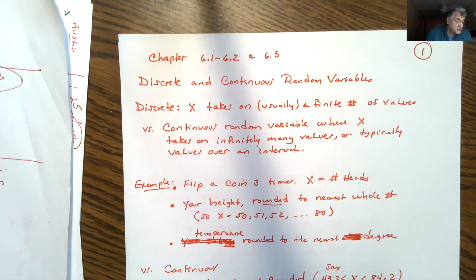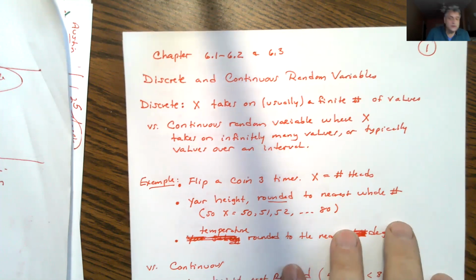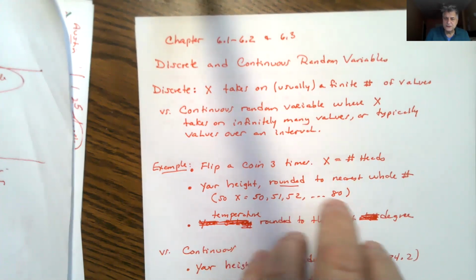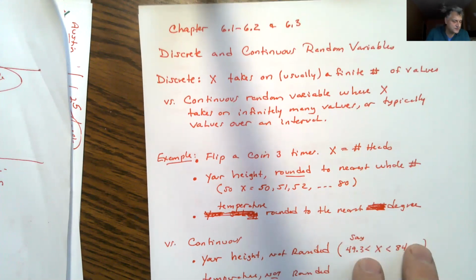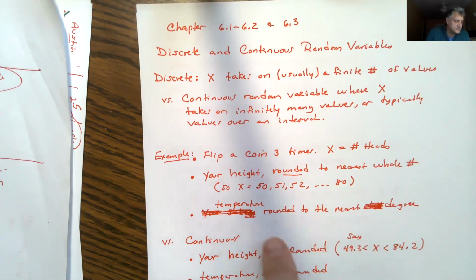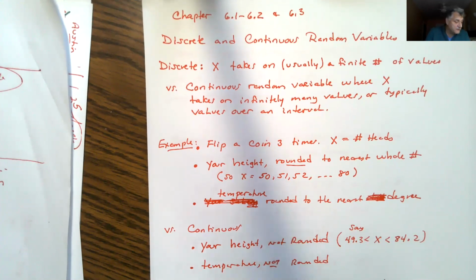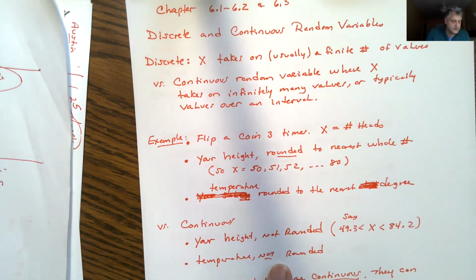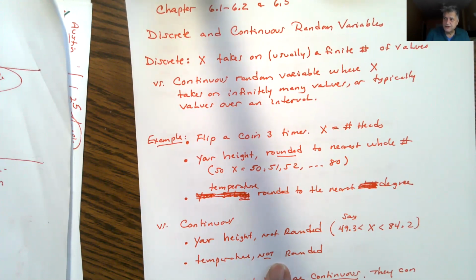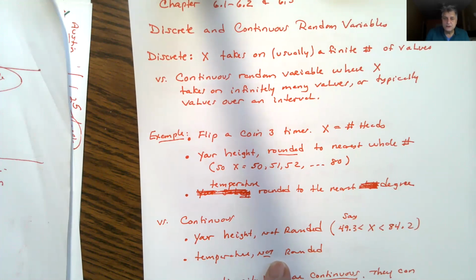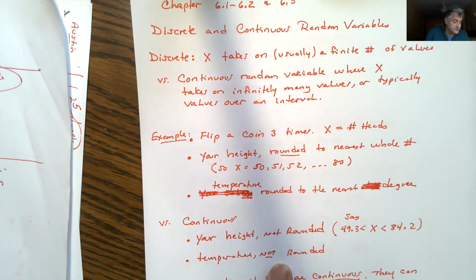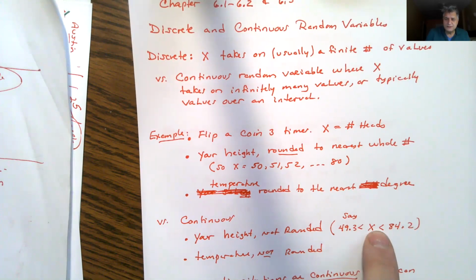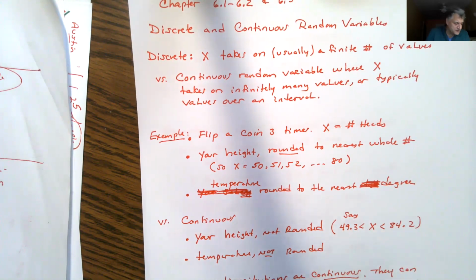However, if you talk about your height rounded off, say to the nearest whole number, that's discrete. Maybe your height's 50 inches, 51, 52, or up to 80 inches. So that's discrete. Now, temperature rounded off would be discrete. However, if you take temperature that's not rounded off, you could have, say, a temperature anywhere between 50 degrees and 70 degrees, but that could include many, many decimal places, or your height not rounded off. Say your height's between 49.3 and 84.2 inches.